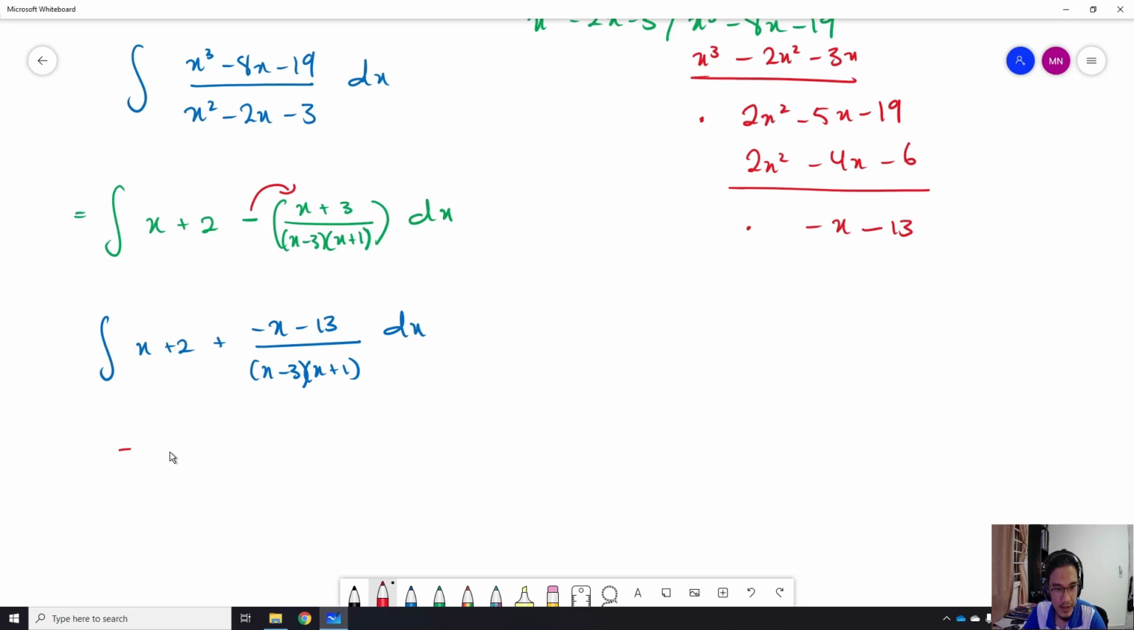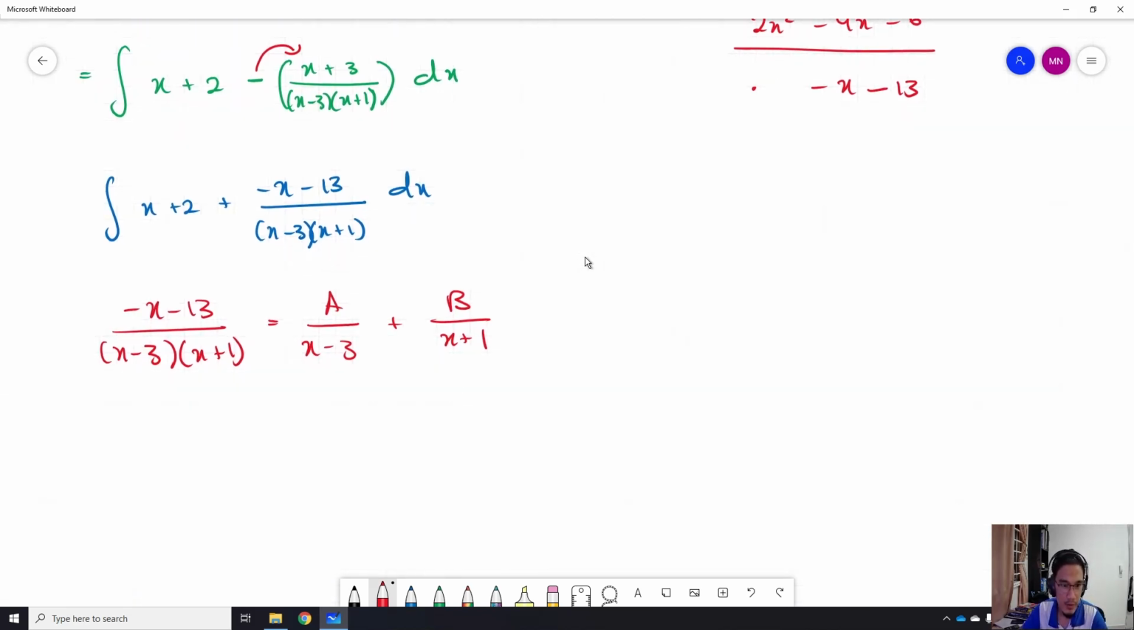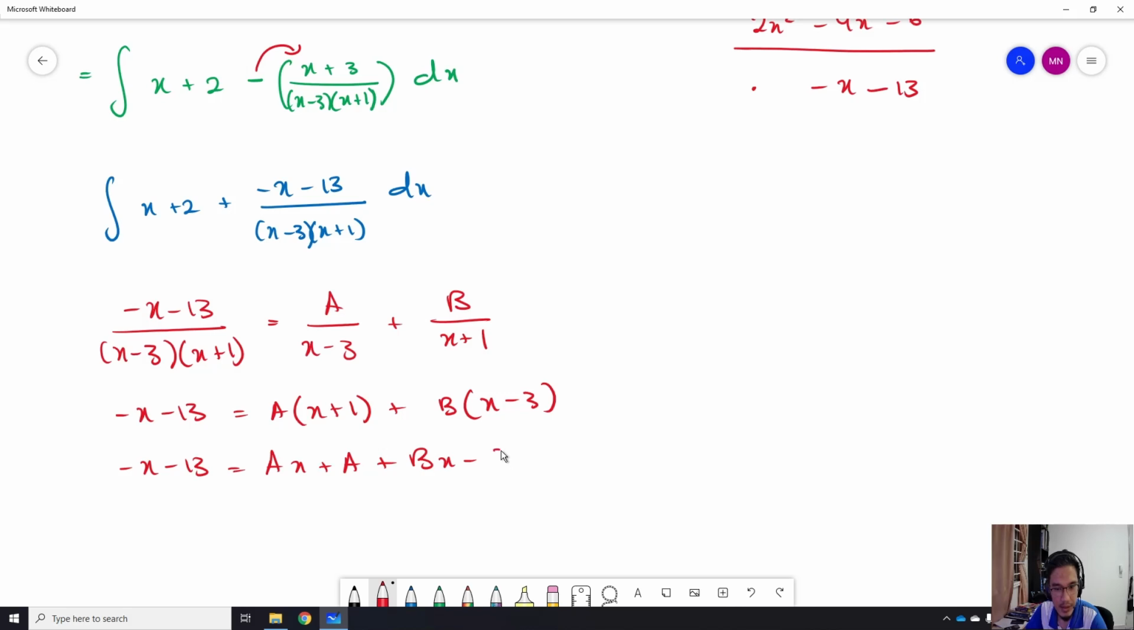Negative x minus 13 over x minus 3 and x plus 1 is equal to a over x minus 3 plus b over x plus 1. So we equate the numerators: a times x plus 1 plus b times x minus 3. So we have negative x minus 13 equals ax plus a plus bx minus 3b. Now we focus on the x: negative 1 equals a plus b, and negative 13 equals a minus 3b.